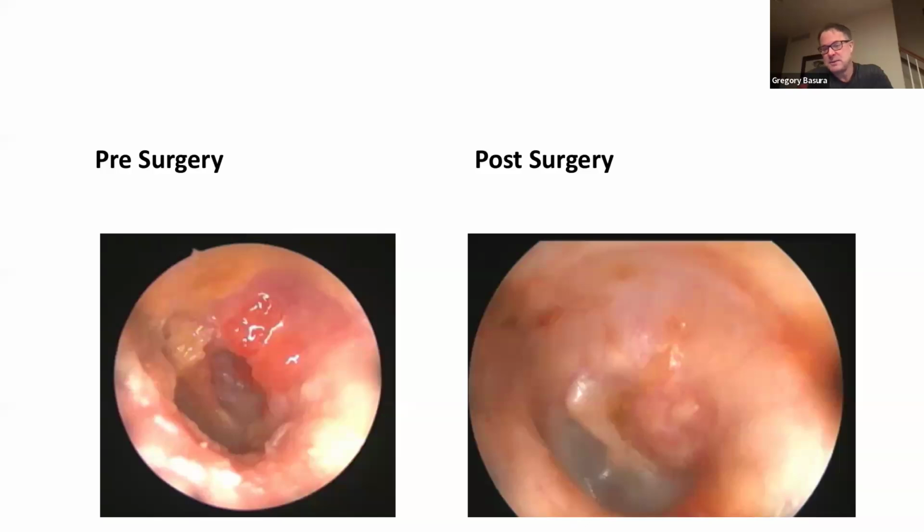But regardless, it still speaks to potentially some of the underlying eustachian tube. Now, the structural changes that result from that in the drum are what's important.